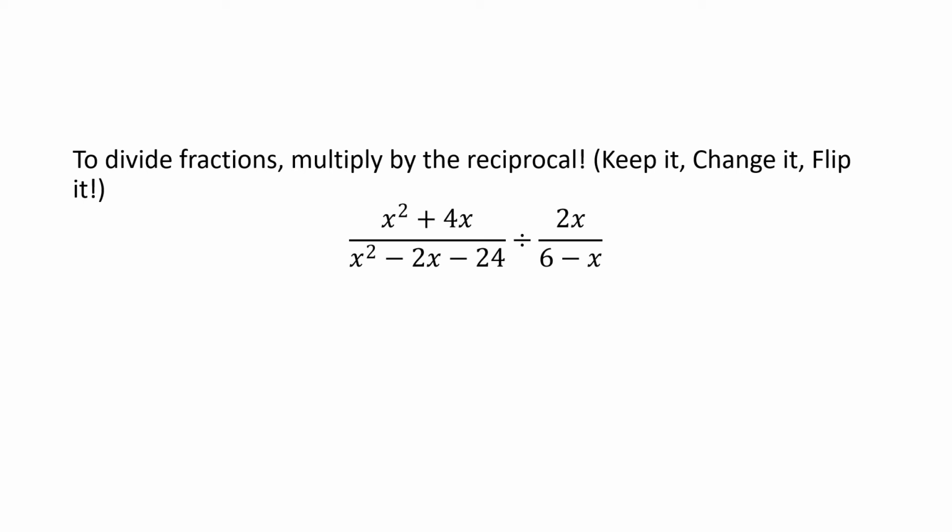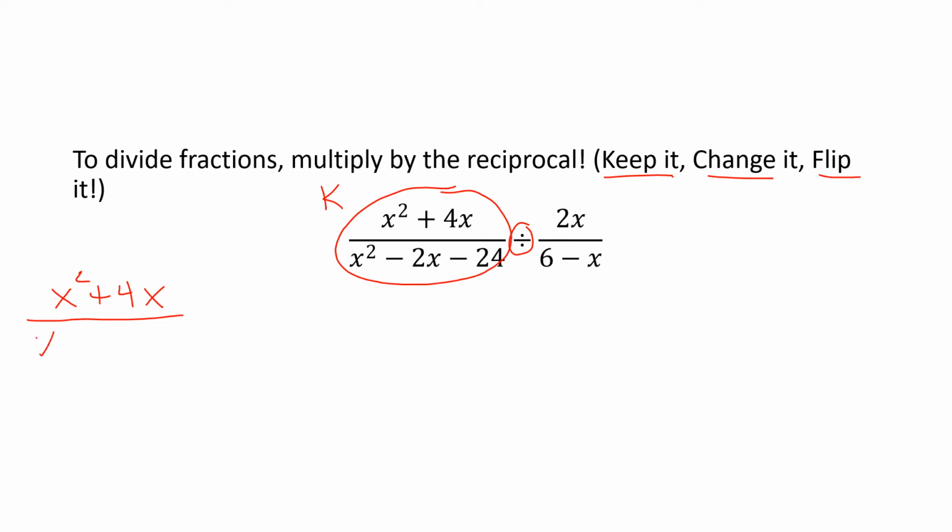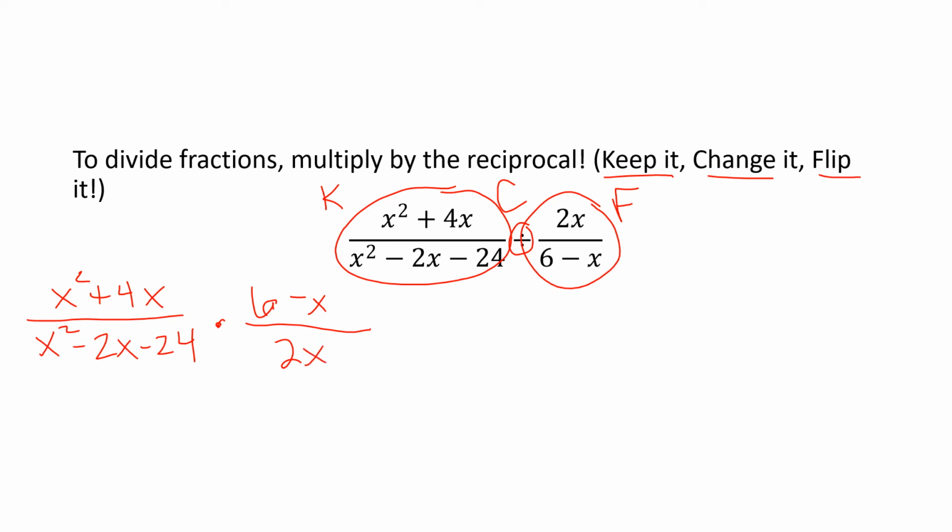Let's try one more division problem. So here we have a division problem. So we're going to follow the principle, change it, flip it. So I am going to keep this first fraction exactly how it is. So x squared plus 4x over x squared minus 2x minus 24. And then I'm going to change it to multiplication. And I'm going to flip the last fraction. So 6 minus x on top and a 2x on the bottom.